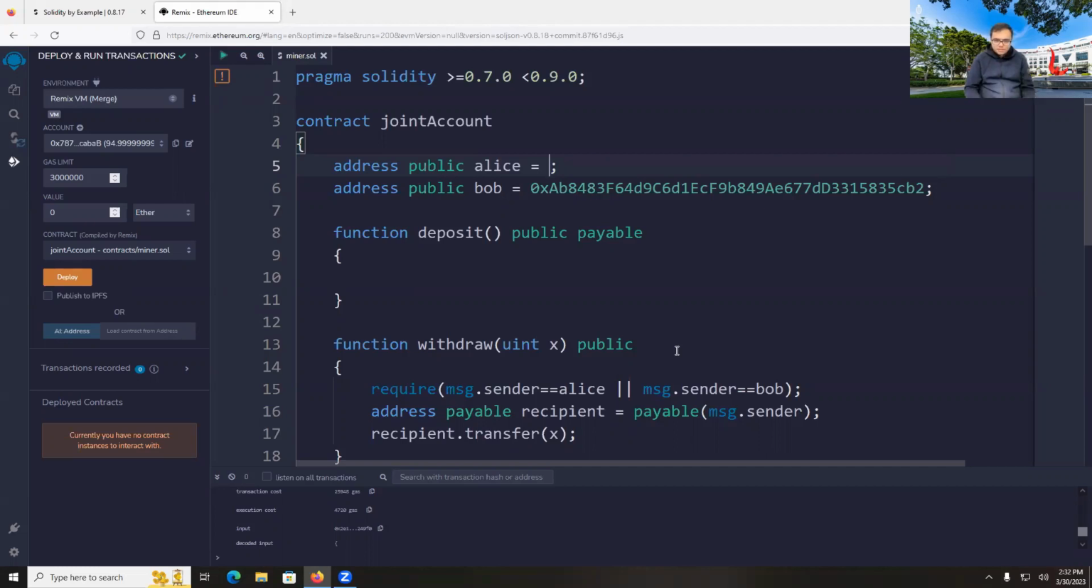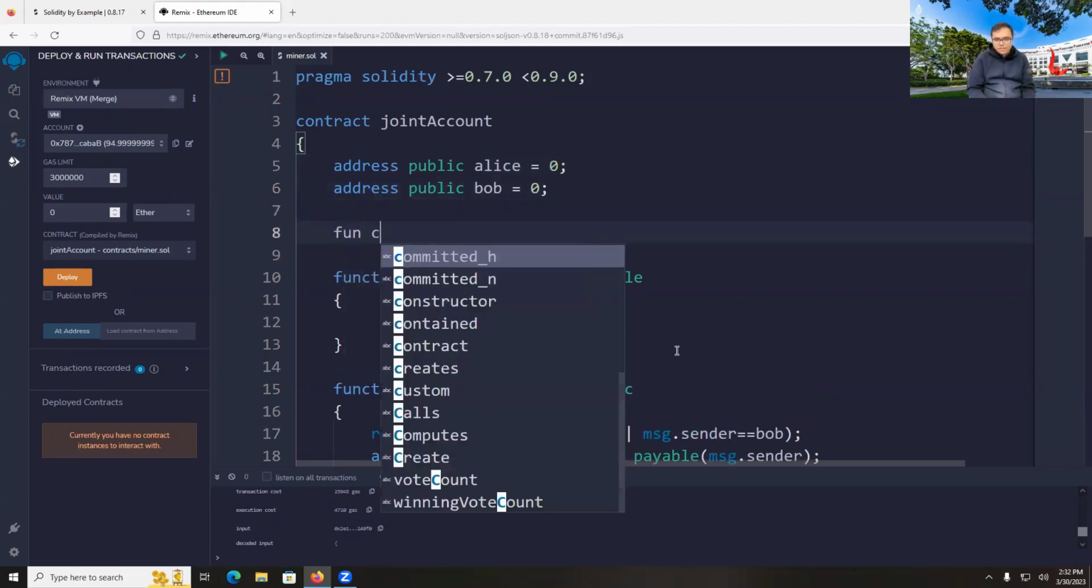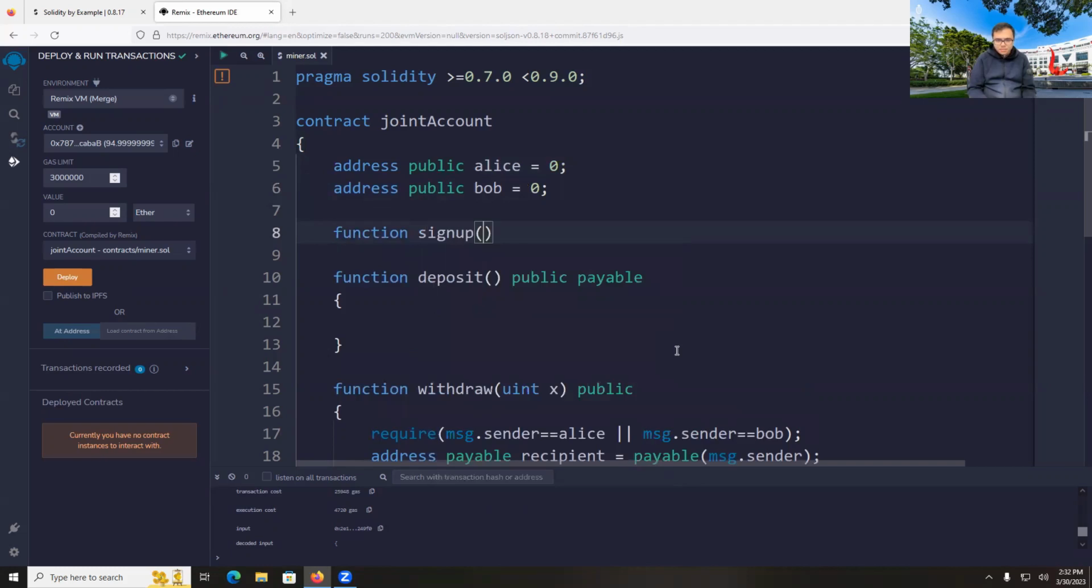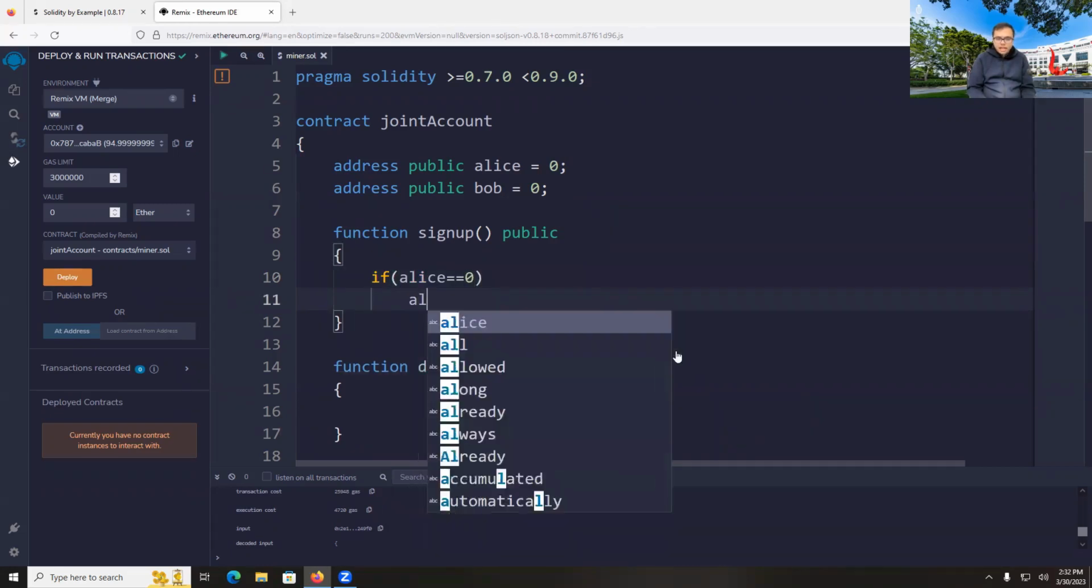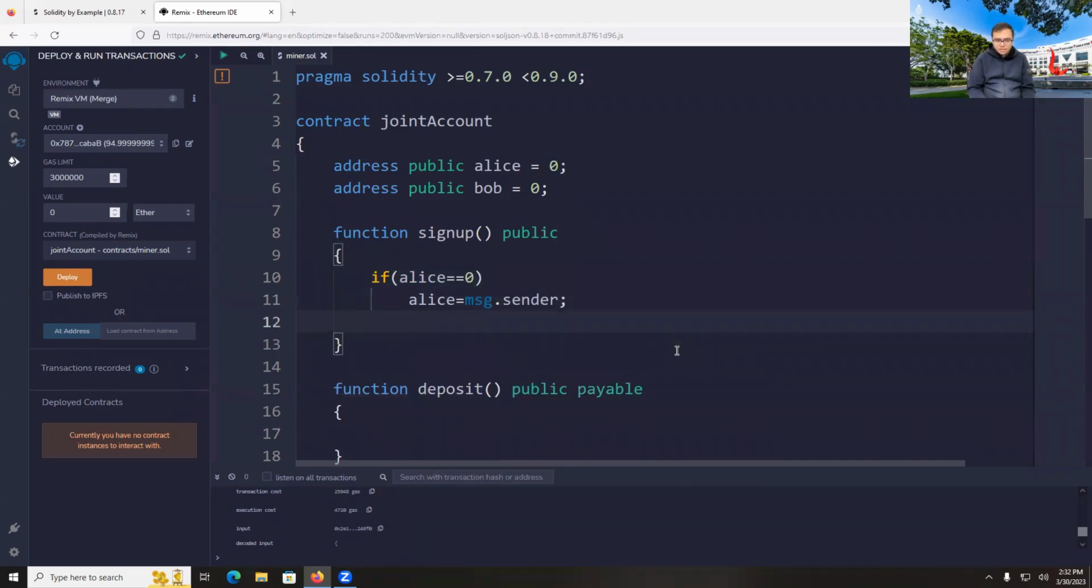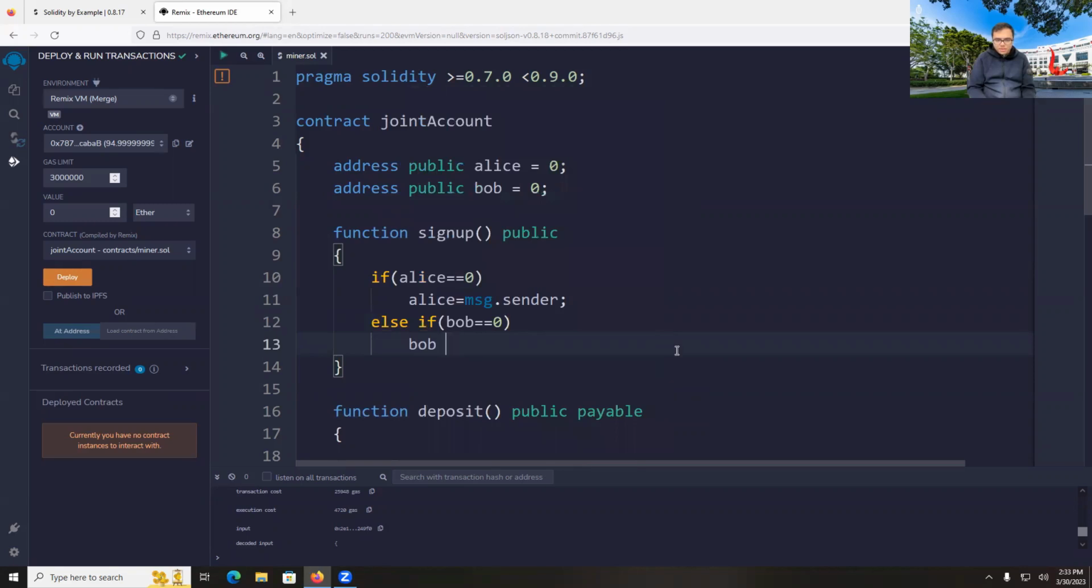So I say initially both addresses are 0, and I can have a function called sign up. And this is public. So anyone can sign up in this joint account. And the first person to sign up will become Alice. The second person to sign up will become Bob. Okay, so I say if Alice is 0, Alice becomes msg.sender. Else if Bob is 0, Bob becomes msg.sender. So the first person to call sign up will become Alice. The second person who calls sign up will become Bob.